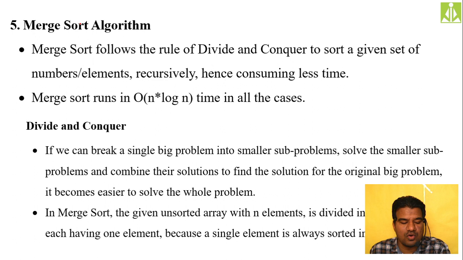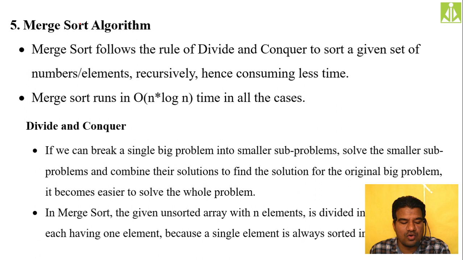where further division is not possible. Where further division is not possible, we get the atomic level, and in atomic level all elements by default will be in sorted order only. So after getting the atomic level, start joining them, because we got the solutions, isn't it? Divide and conquer means the same thing: first you divide the big problem into smaller problems, solve those smaller problems separately, and finally combine the solutions to frame the final big solution.